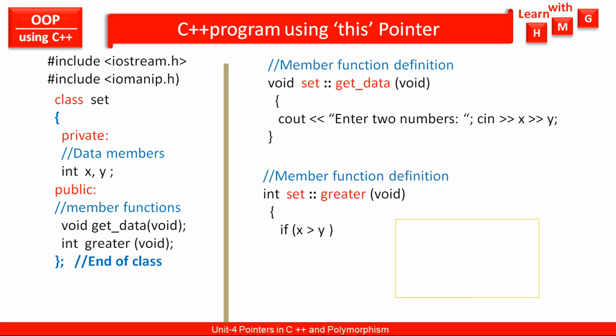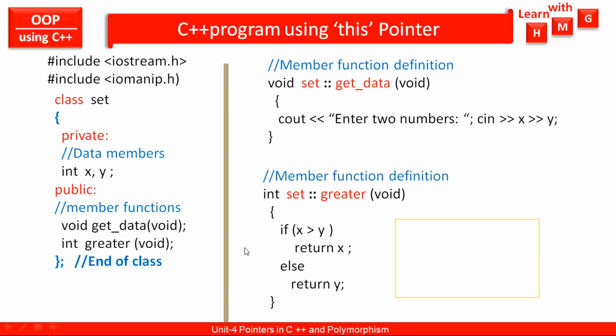So if x is greater than y, then return the value of x, else return the value of y. Here the data member names x and y are used directly. If the condition is true, then x will be returned. If the condition is false, y will be returned.